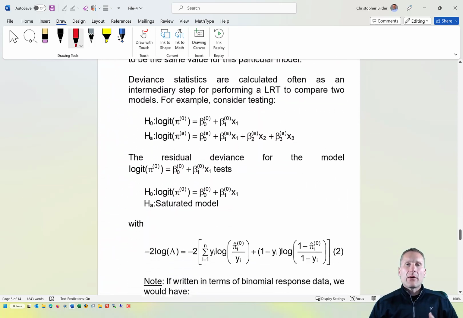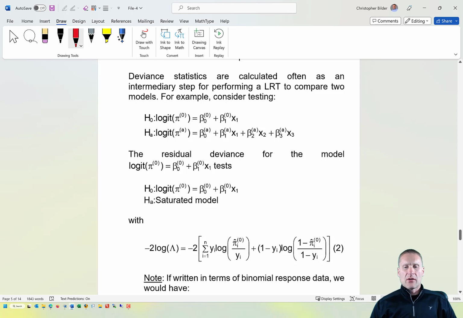Now, these types of deviance statistics are often calculated as, you could say, an intermediate step for performing a likelihood ratio test to compare 2 models of interest. To give you an idea of how this works out, suppose we have the following hypotheses that we're interested in. A model that has just one explanatory variable as a null hypothesis model, and an alternative hypothesis model that has 3 explanatory variables. To help differentiate between the two, I'm going to put a superscript 0 or O and a superscript A with the corresponding parameters. Notice I do that with the pi's.